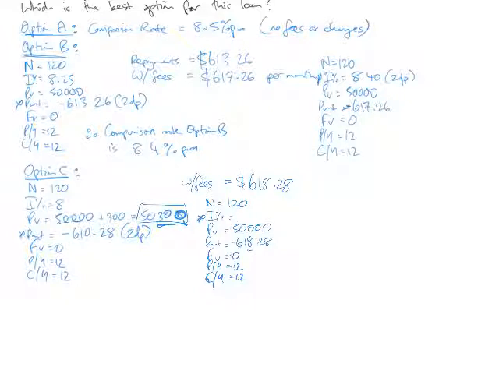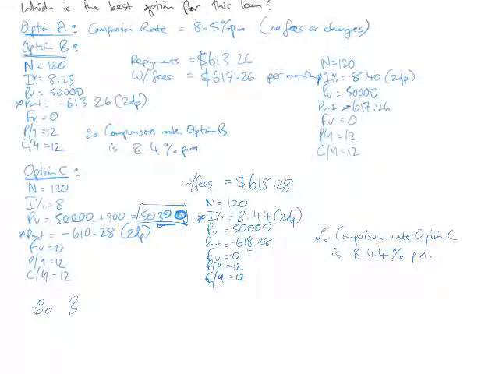So we've made principal back to 50,000. That's what our loan is meant to be. 618.28. So solve for I goes 8.44 to 2 decimal points. Therefore, comparison rate option C is 8.44% per annum. So which is the best option?